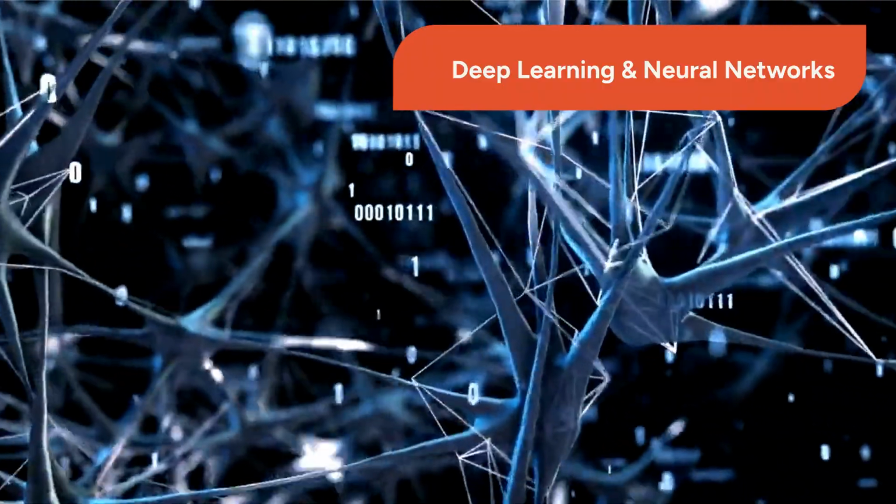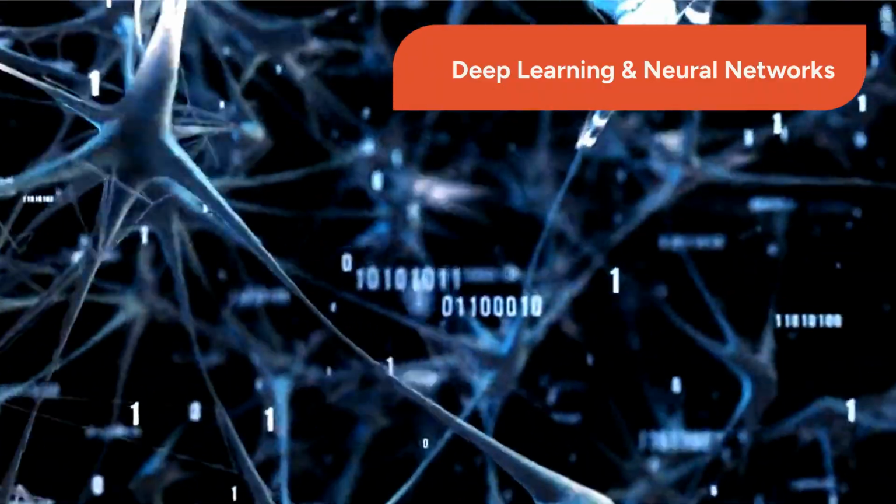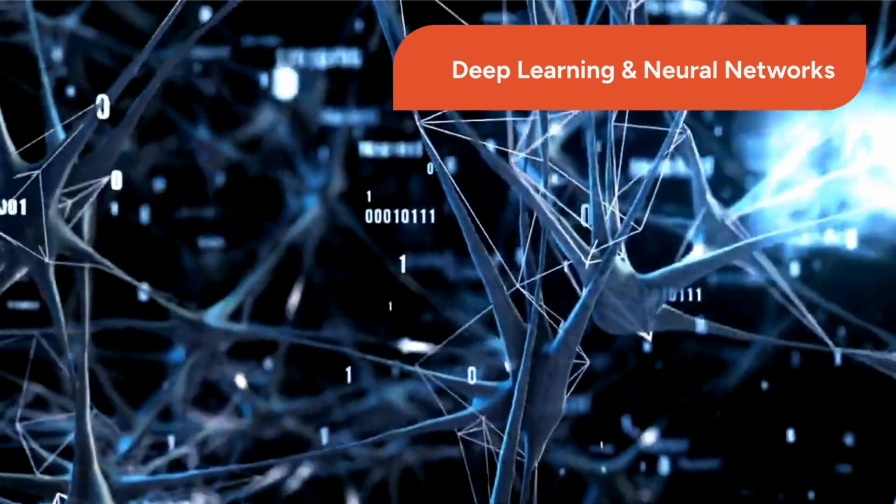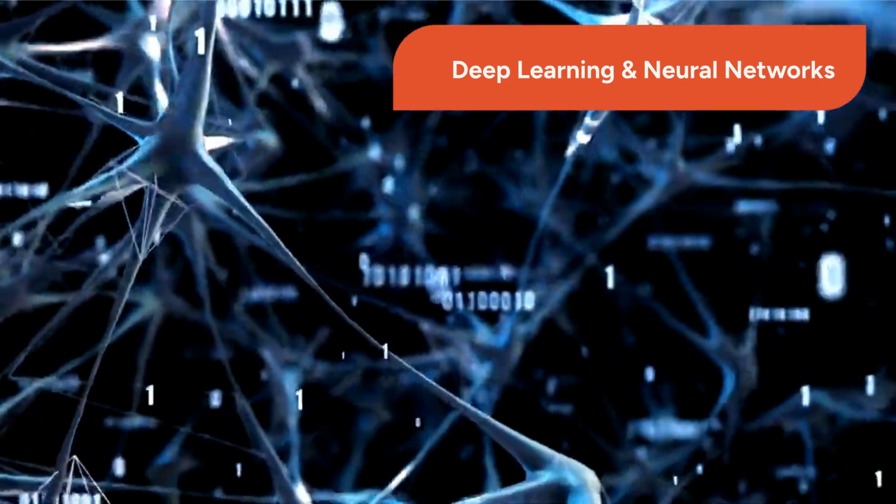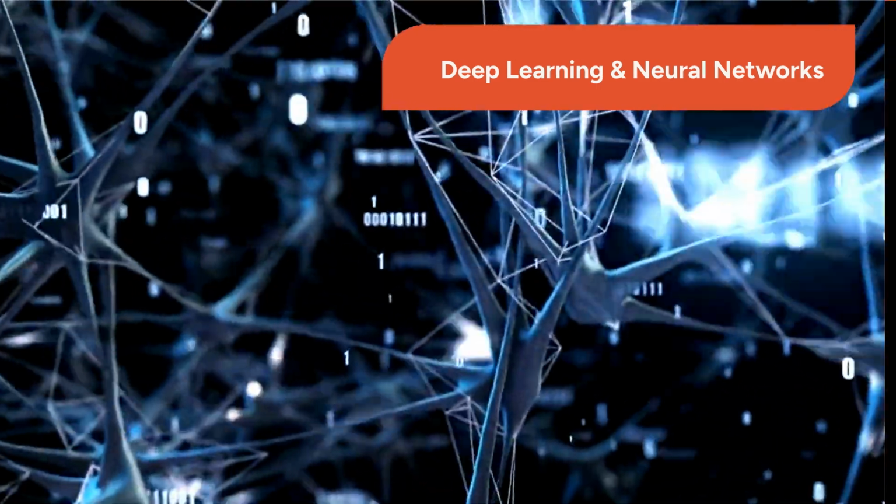These networks have multiple layers that process data in complex ways, allowing for highly sophisticated pattern recognition, like understanding speech or identifying objects in images.